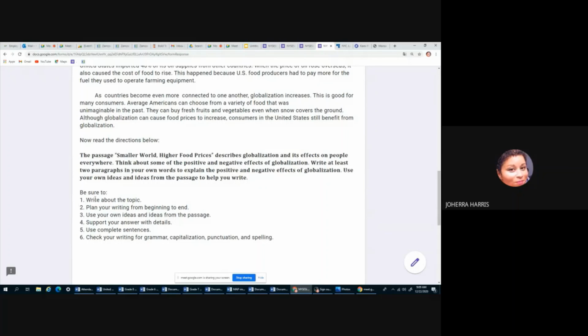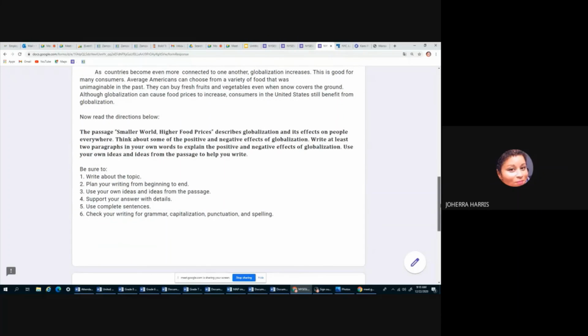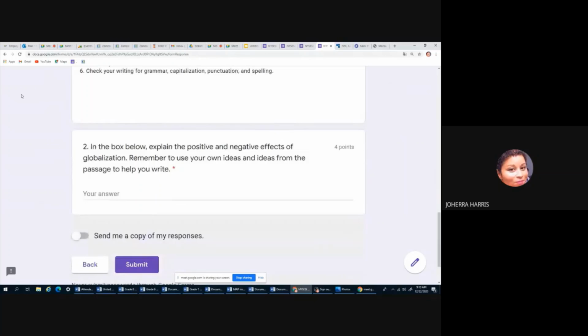In your essay, be sure to, number 1, write about the topic. Plan your writing from beginning to end. Use your own ideas and ideas from the passage. Support your answer with details. Use complete sentences. And check your writing for grammar, capitalization, punctuation, and spelling. In the box below, explain the positive and negative effects of globalization. Remember to use your own ideas and ideas from the passage to help you.